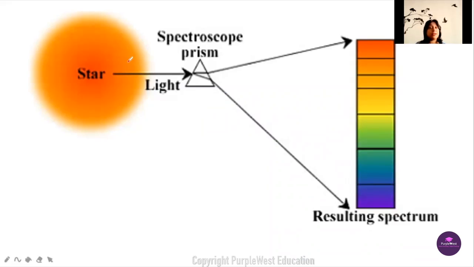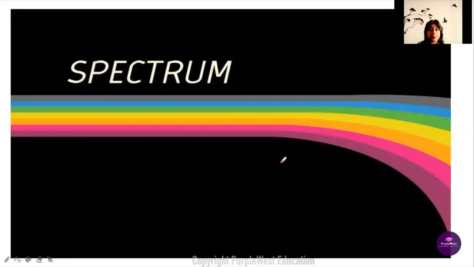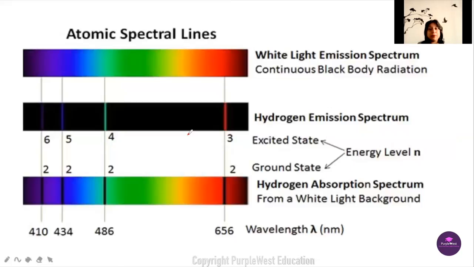When the light of a star or the sun passes through a prism, it produces various color bands, and this is known as the spectra. This is an example of a continuous spectrum. You can see one color band merging into another, so there is no demarcated boundary. The orange is getting mixed with the yellow, which is converted into the green, and so on. This is known as a continuous spectrum.